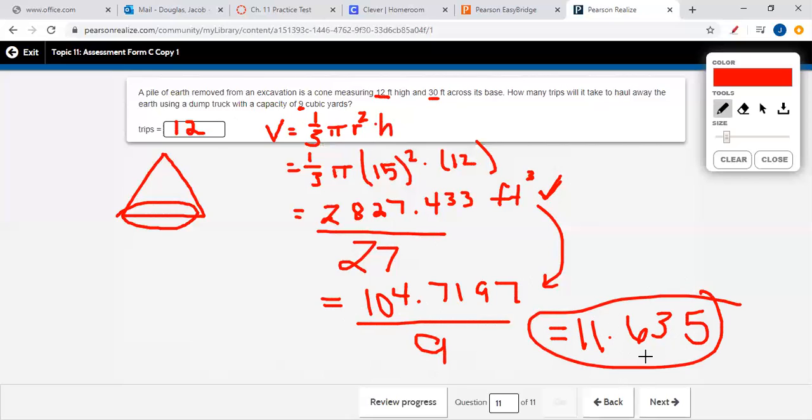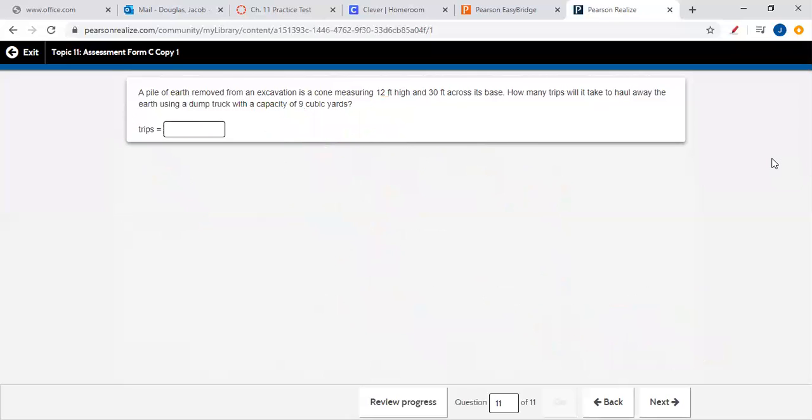Then you would essentially have to round that up to the next whole number to get your answer of 12. I know that probably was a little bit confusing, because you have to convert cubic feet into cubic yards, and then divide that number by the capacity of the dump truck. But as long as you follow those steps, that should get you the right answer. That is question 11, and that is how you do the practice test.